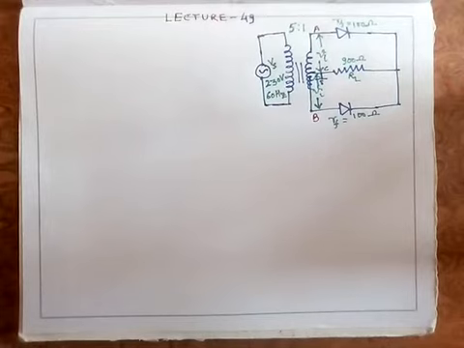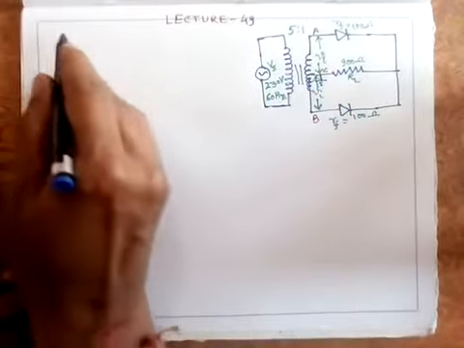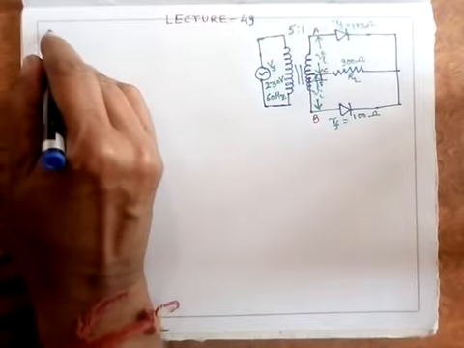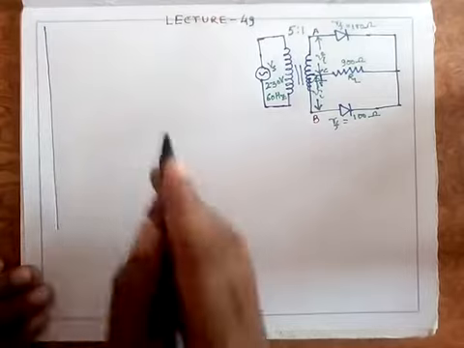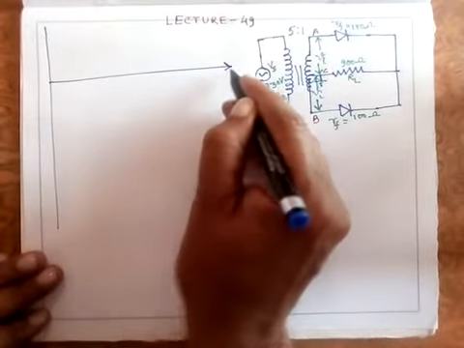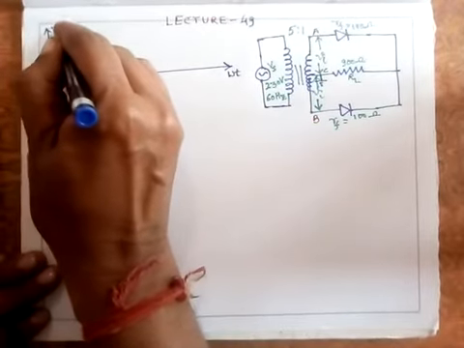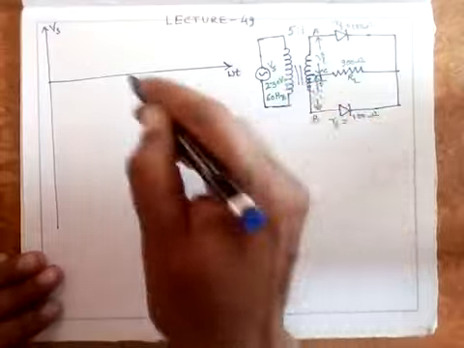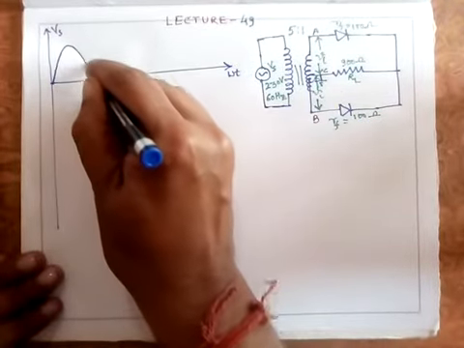Initially, I am interested in drawing the waveform, first of all, for this Vs, the sinusoidal waveform. So I am drawing this Vs here. Let's draw this. Of course, this is omega t, and this is Vs, and of course it's a sinusoidal voltage of 60 hertz. So I draw a sinusoidal voltage of 60 hertz here.